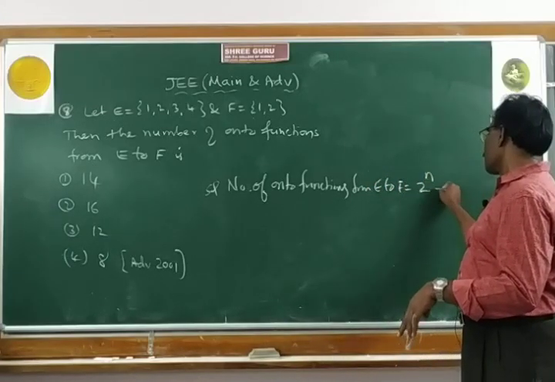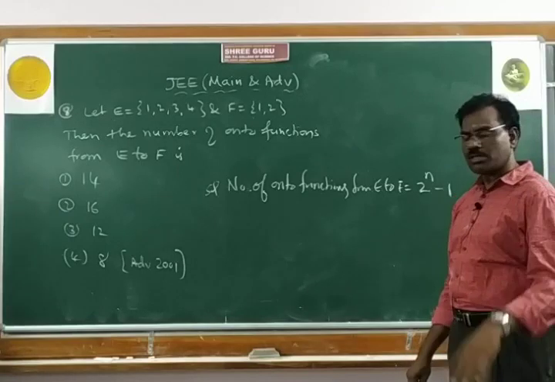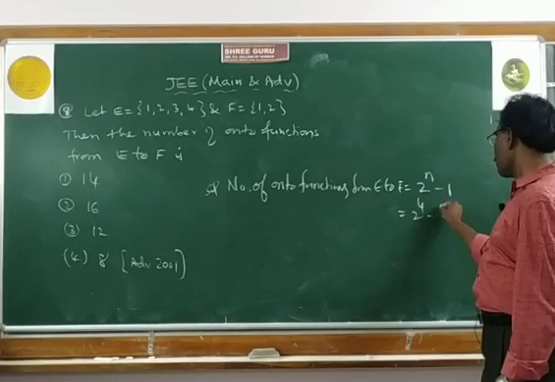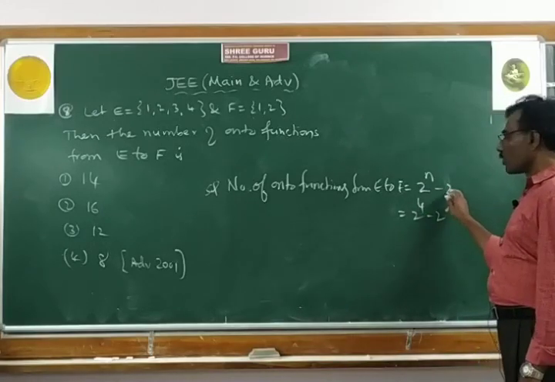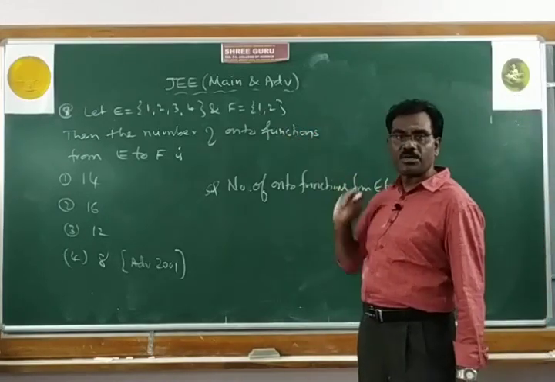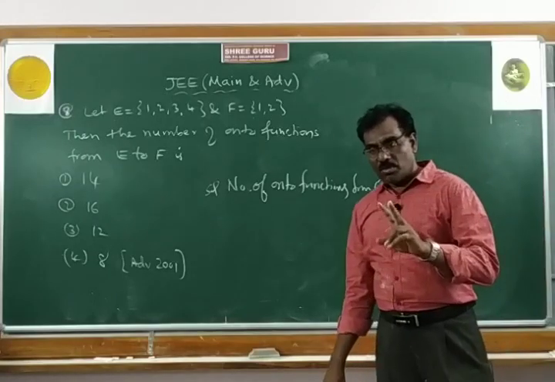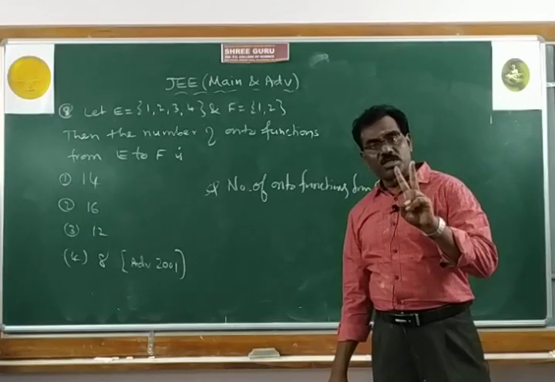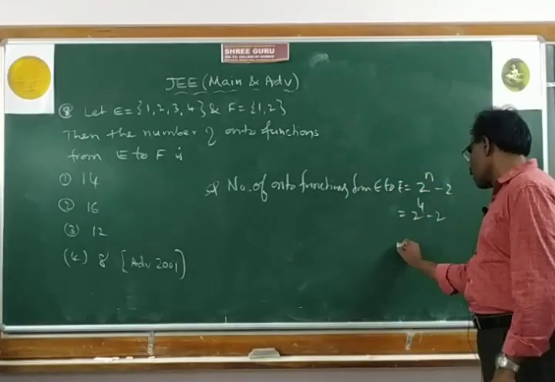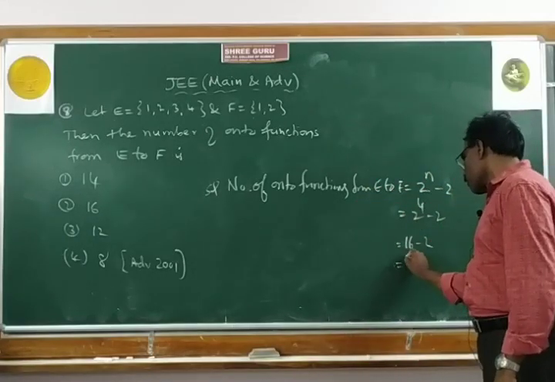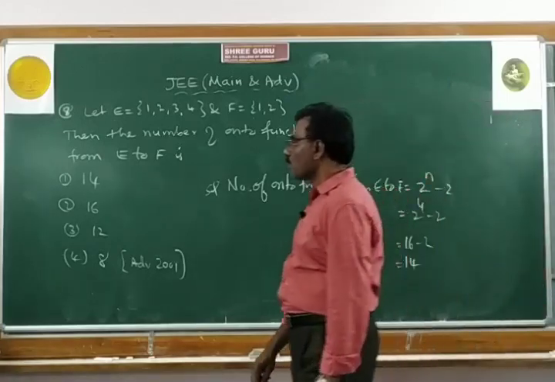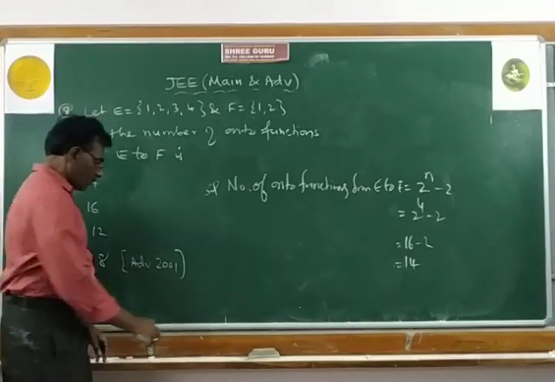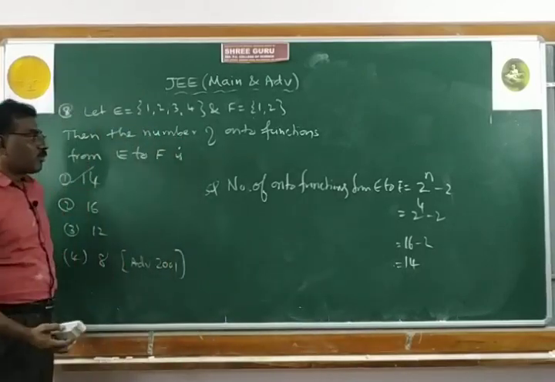It is 2 to the power n, or 2 to the power m, whatever. 2 to the power n minus 2. Here n is 4, so 2 to the power 4 minus 2. This 2 is the number of elements in the set. The number of onto functions, since the set B contains only 2 elements, we get minus 2. So 16 minus 2 is 14. Option 1 is the correct one.